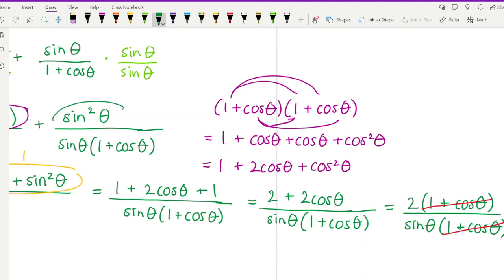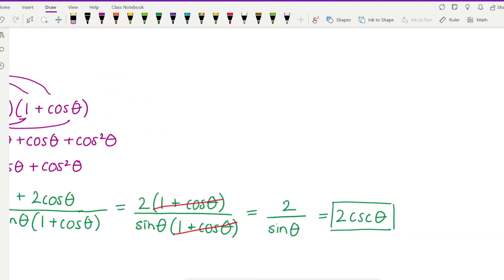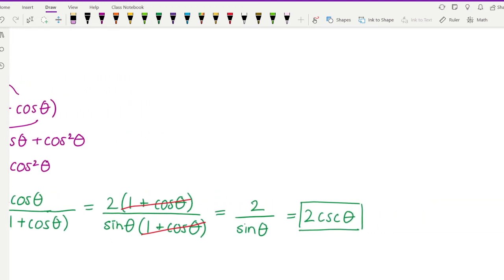And then the tricky part was just recognizing that these are similar, right? That there's something you can do to make the numerator look like the denominator, and that thing was factoring out 2. So we factored out a 2, and that enabled us to then cancel out the 1 plus cosine of theta, and we were left with our final answer of 2 over sine of theta, which is the same as 2 times cosecant of theta.